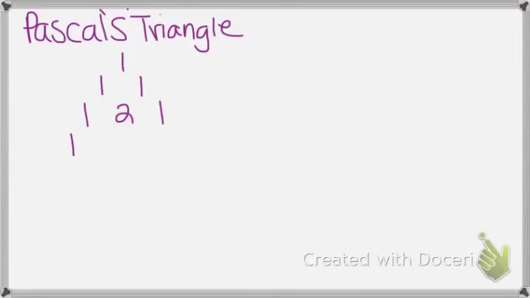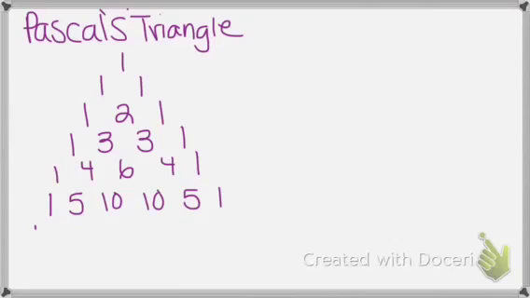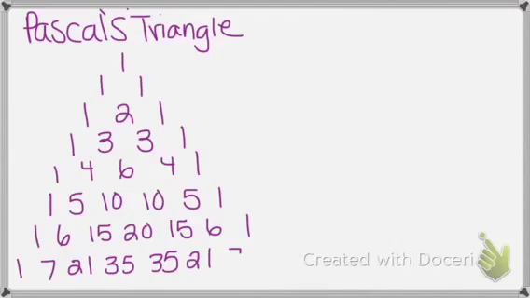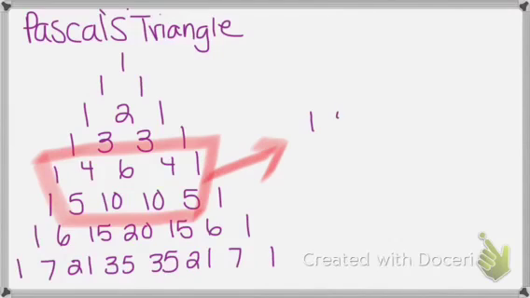We always start with 1. 1 plus 2 is 3. 2 plus 1 is 3, and then I just drop my 1. We can continue this on as long as we want to go. So again, we add the two numbers above in order to find the numbers below. It's really important because these are going to be our coefficients for future reference.